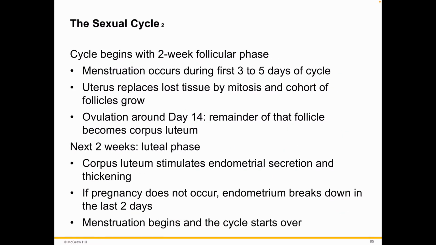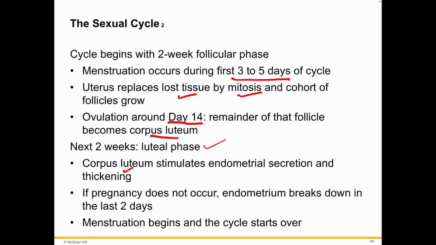Okay, so the cycle begins with a 2-week follicular phase. Menstruation occurs in the first few days of that cycle. After we have lost the previous egg, the uterus replaces the lost tissue by mitosis, and a cohort of other follicles will begin to grow as well. Ovulation is about halfway through at day 14, and the remainder of that follicle becomes the corpus luteum, and then corpus albicans subsequent to that. The next two phases are the luteal phase.